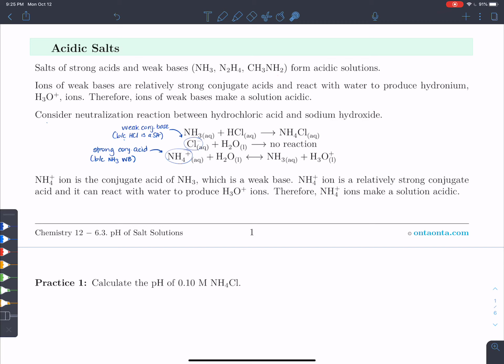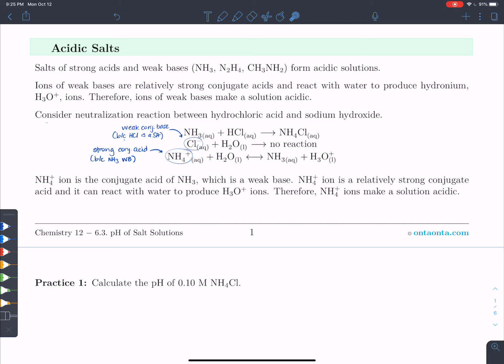Now if we want to understand why this is the case, we can take a look at a good example which uses HCl, a strong acid, and ammonia, which is a weak base, to form ammonium chloride salt. When we look at this salt's formation and how it works in an aqueous solution, we can predict its behavior as being an acidic solution.